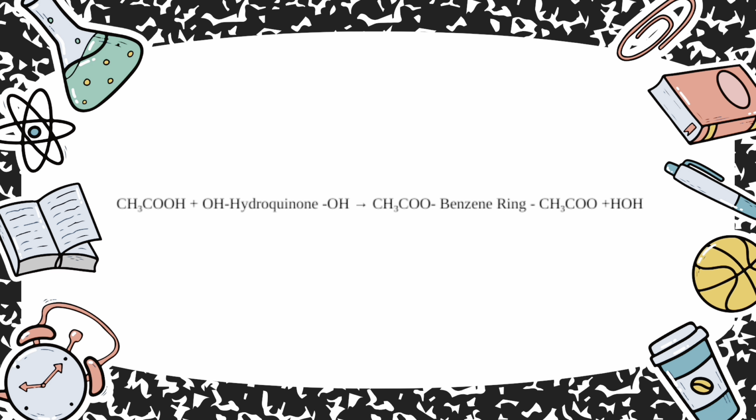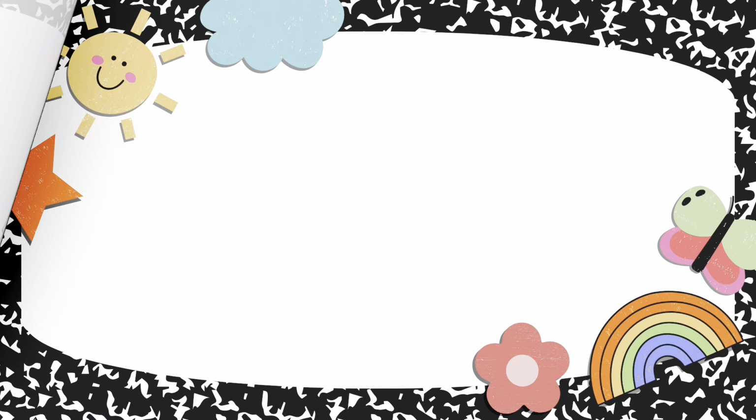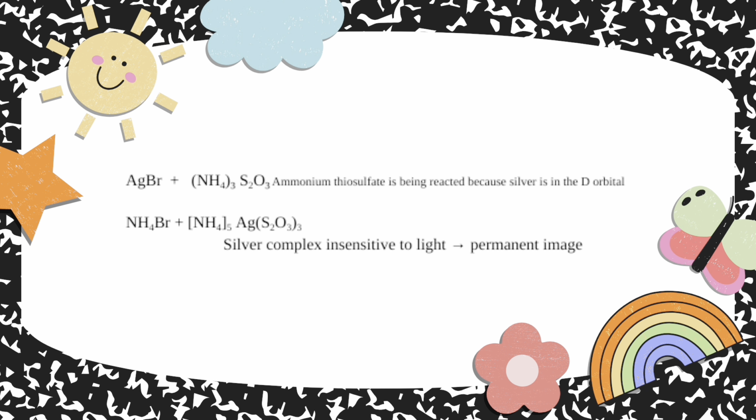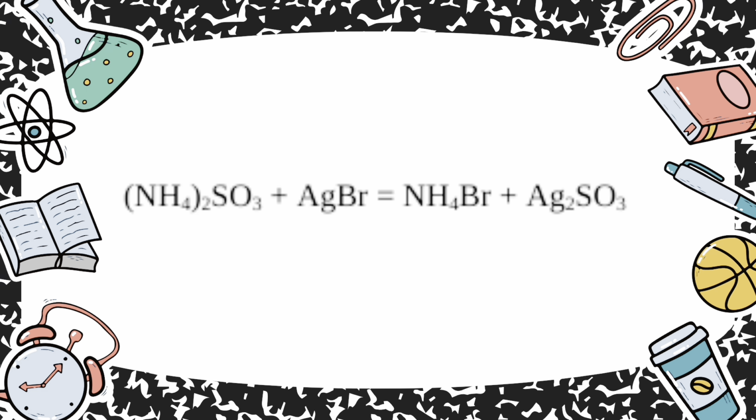To stop the developer from developing any other silver bromide, the stop bath is introduced, which is an acid. The stop bath counteracts the developer because the developer is a base, and when it interacts with an acid, an acid-base neutralization reaction will occur, which would stop the developer from developing any further. The fixer's role is to make the film insensitive to light. Permawash helps to protect the image, in this case, film plus ammonium sulfate.